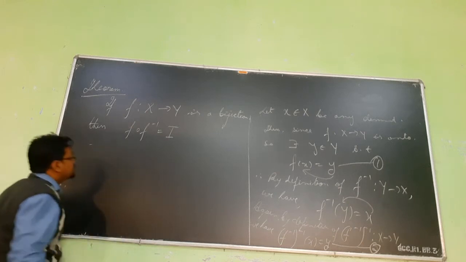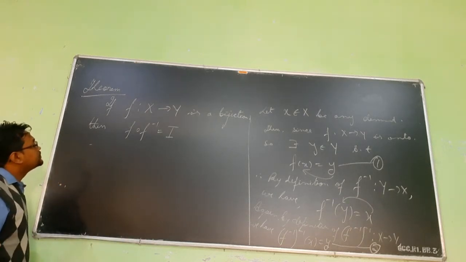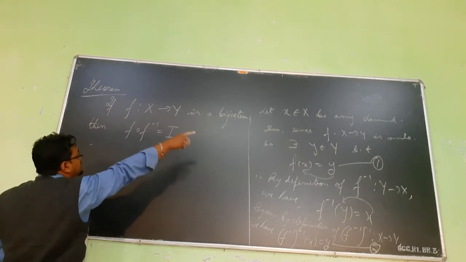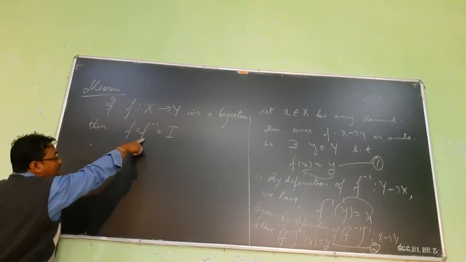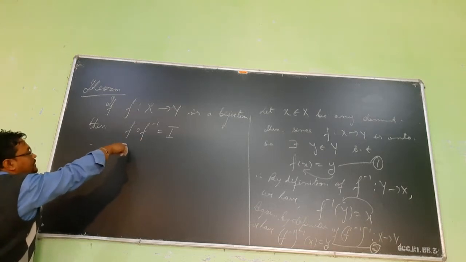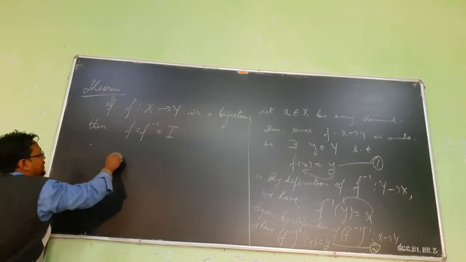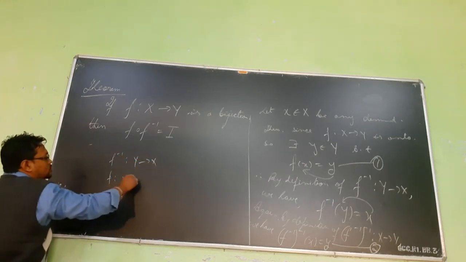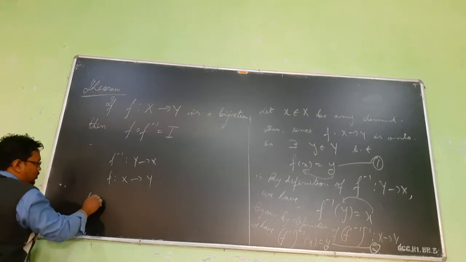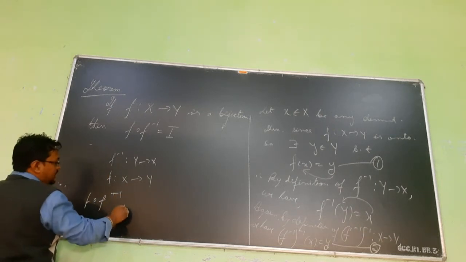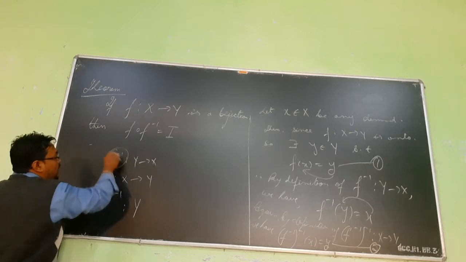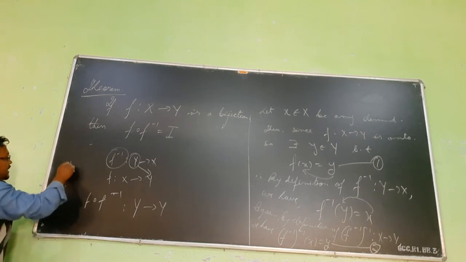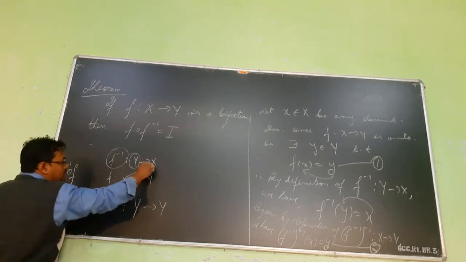See, f o f inverse, what will be the domain of this function? f inverse is a function from Y to X, and f is a function from X to Y. So the domain of this function is Y, and the codomain is also Y. So f o f inverse starts from Y and ends at Y. And what about this, f inverse o f? This will be a function from X to X.